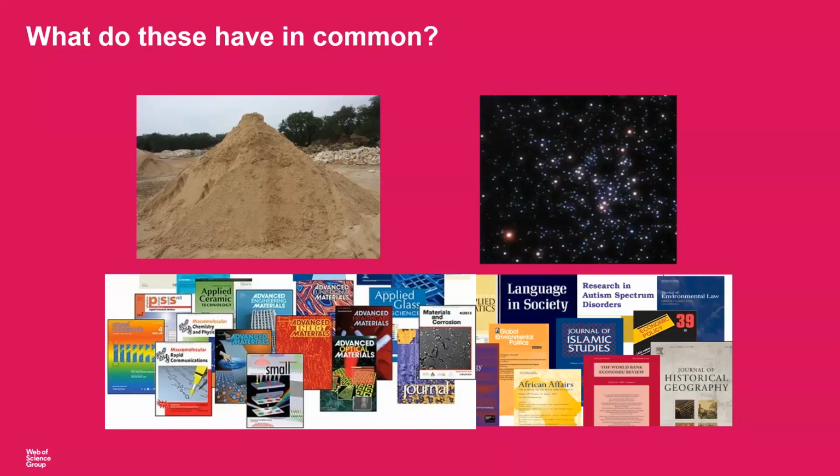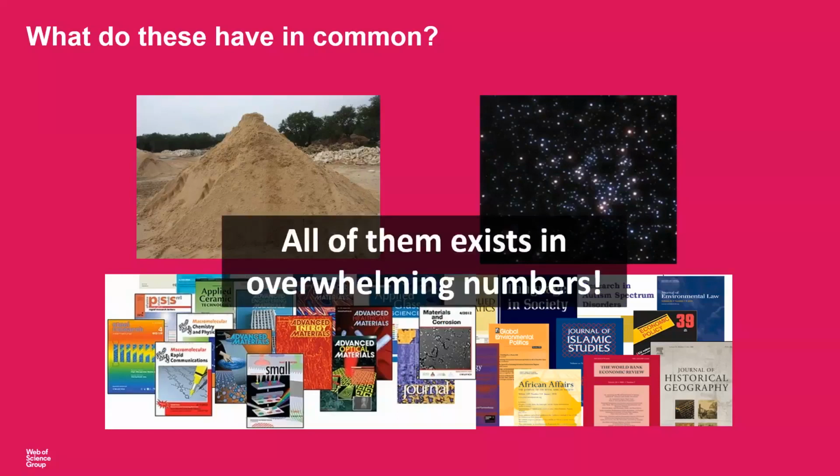For me, I can't count any of this. I can't count sand, I can't count stars, and I definitely can't count journals. All of these exist in overwhelming numbers. Some people would tell me that they can count journals, but probably that's a full-time job, 24/7. So take into consideration a journal that you read regularly. How many issues do they have in a year? Maybe 4 issues a year. Within one issue, you have maybe 10 articles. So if you have to read just one journal, that is already probably a few hundred articles to look at.